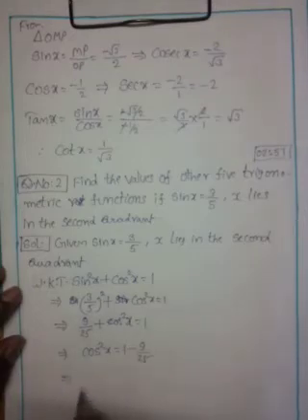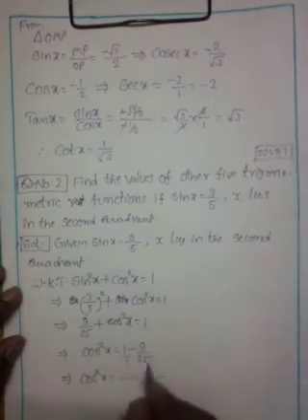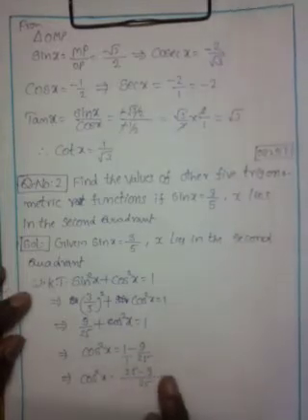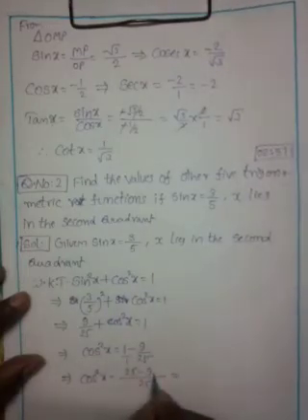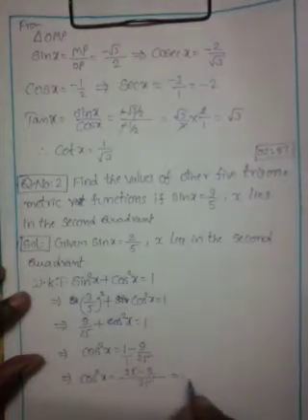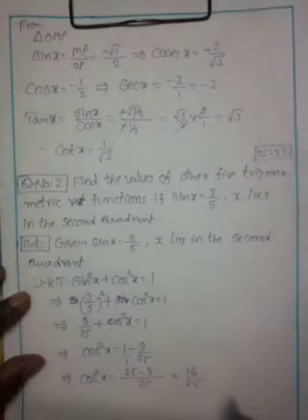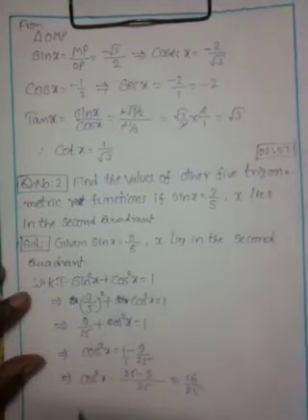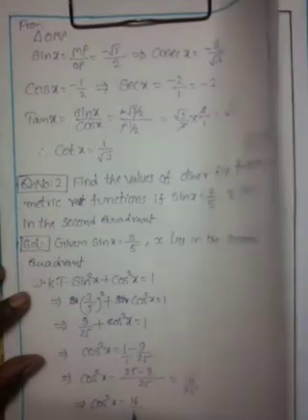This implies cos square x is equal to, by taking the LCM, we get 25 as the LCM here. Then in the numerator, what will you get? 25 minus 9. Understood the numerator part, my children? 25 minus 9 is 16, isn't it, my dear children? And the denominator is 25. I wrote the denominator as it is. Understood this step, my dear children? This implies cos square x is equal to 16 by 25.